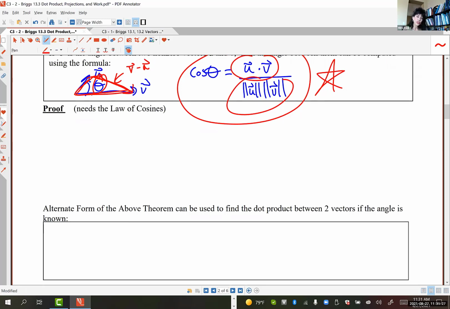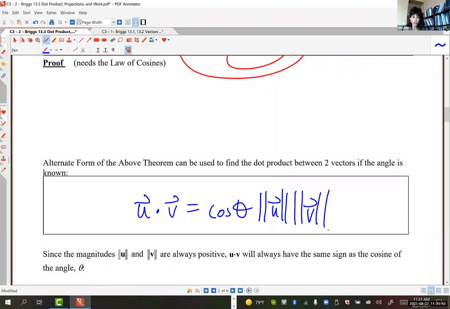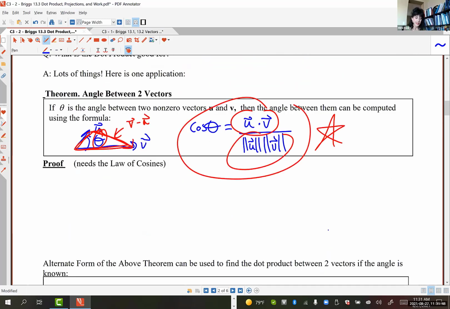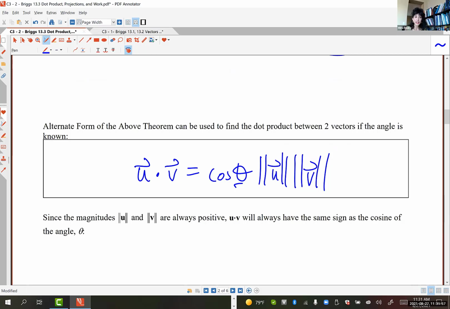Okay, an alternate version of this formula, if you wanted to clear fractions and rewrite it, is U dot V is equal to cos theta times the product of the magnitudes. Well, which version is good? Which one should I use? It depends on what they're asking for and what they're giving you. If they're asking you for the angle between two vectors, use the first version. If they gave you the angle between the two vectors already and the magnitudes, you can use this alternate version to find the dot product. Instead of using the definition of dot product on a previous page, you can use this one. Pretty cool. Okay.